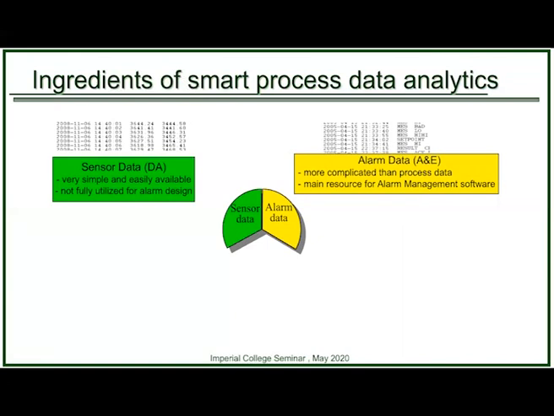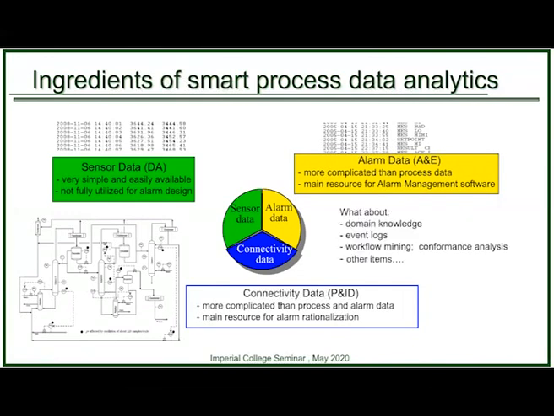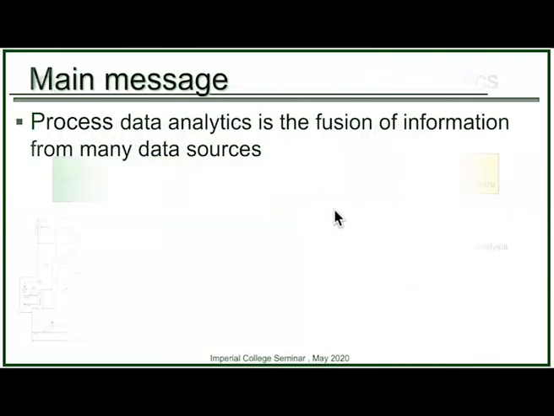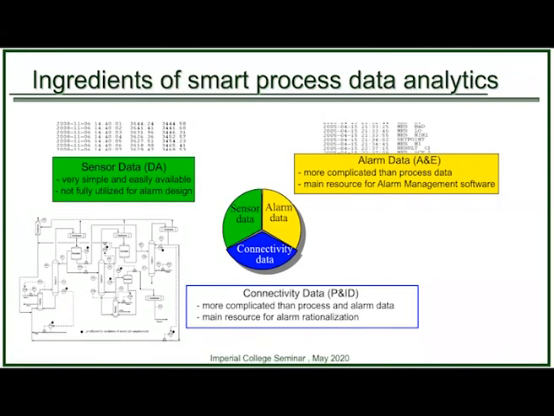And in addition to this, you also need to combine this with database connectivity or process topology information to figure out the material and information flow paths of the process that is being analyzed. And of course, you want to also incorporate domain knowledge and expertise about the process. And so really, this is the challenge of information fusion from many data sources.